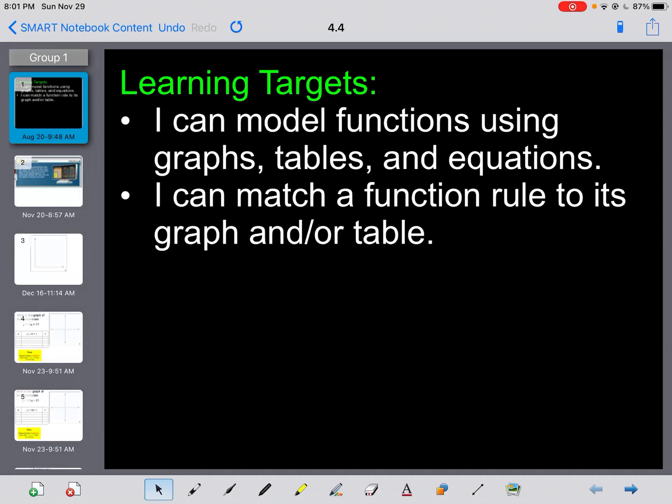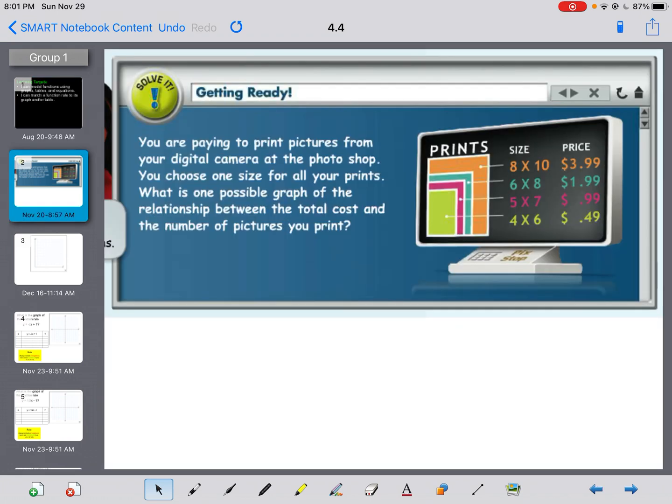Lesson 4.4 is about graphing function rules. This is a two-part lesson. By the end, you should be able to model functions using graphs, tables, and equations and match a function rule to its graph or table. All right, this one's just a little example so you can see where we're going.